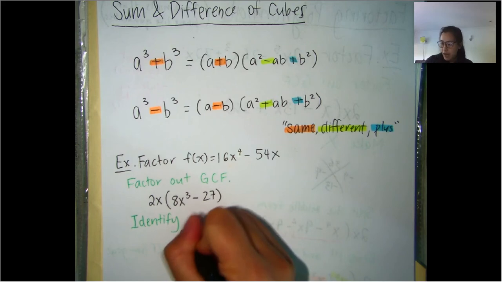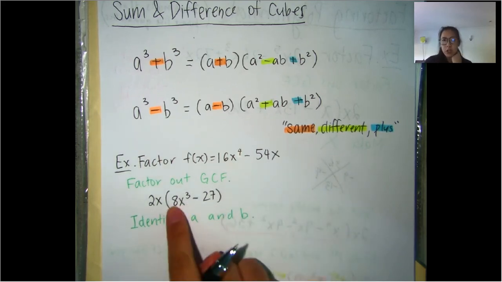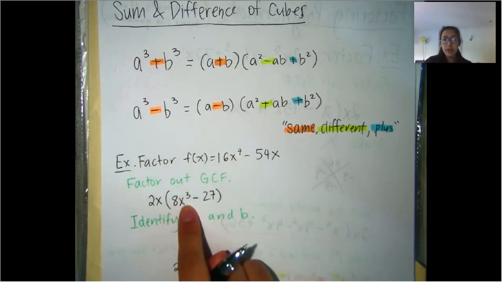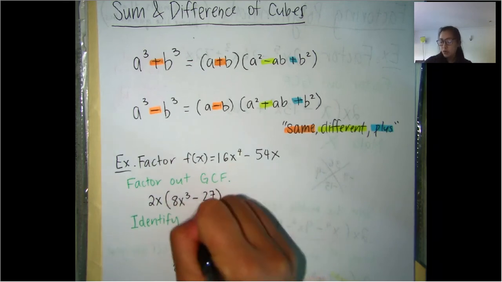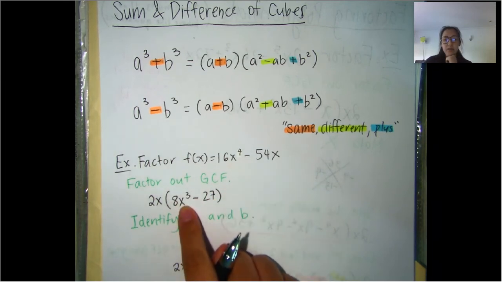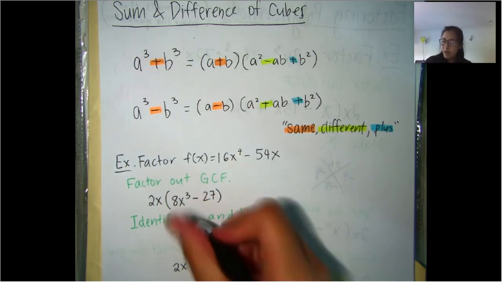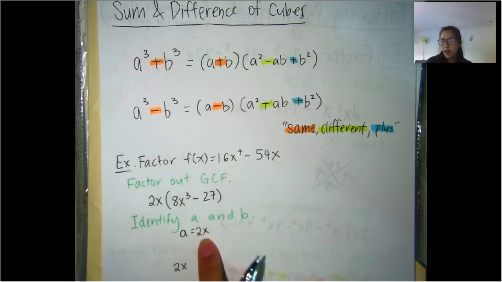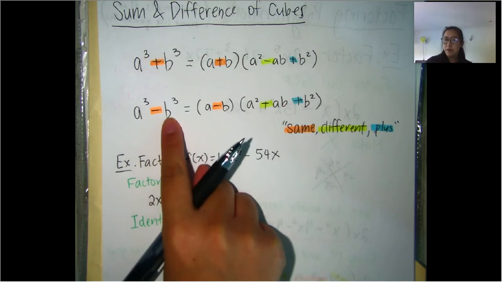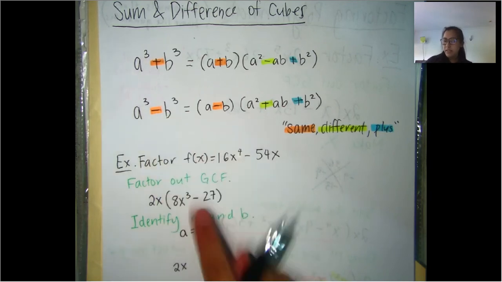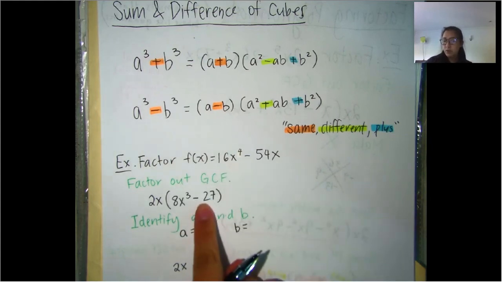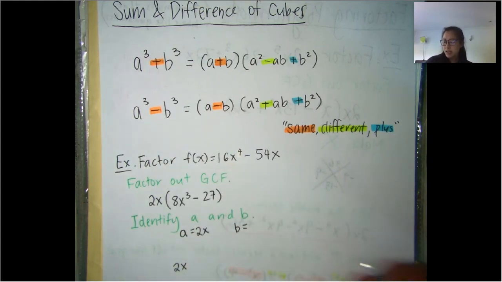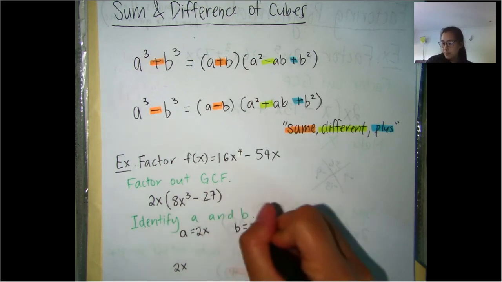For A, you're going to take your first term and find the cube root of it. What cubed will get you 8? That'll be 2. And what cubed equals x cubed? Well, that would be x. So A is going to be 2x. And then we want to figure out what B is. Since 27 is going to be the B cubed, what cubed is 27? That's going to be 3. So A equals 2x and B equals 3.